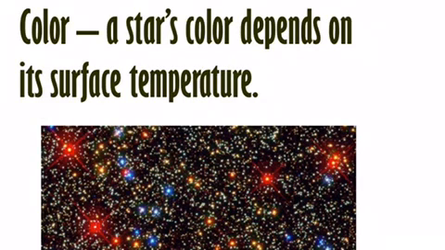A star's color depends on its surface temperature. So the surface temperature of a star is the temperature on the surface. Inside a star is millions of degrees where fusion is occurring, but on the surface of the star, we call that the surface temperature. A star's color depends on its surface temperature. So in this picture, you can see there are red stars and blue stars, orange and white and yellow, and these different colors reflect the fact that these stars have different surface temperatures.